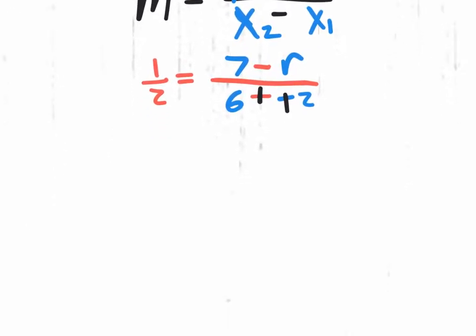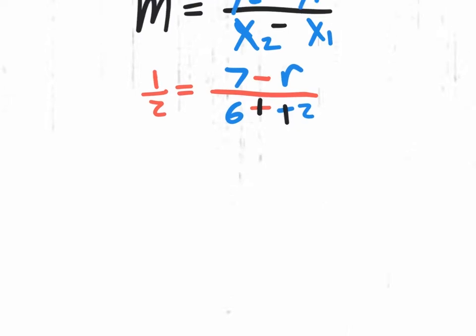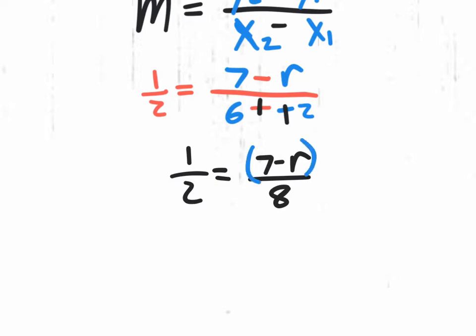And right here we truly do have a proportion. Let me actually rewrite it so it'll look nicer. We really have the equation 1/2 equals (7 minus r) over 8. So we do have a proportion, which means that we can cross multiply. When you have one fraction equal to another fraction, and we do have a 7 minus r, put that in parentheses. And now let's cross multiply.